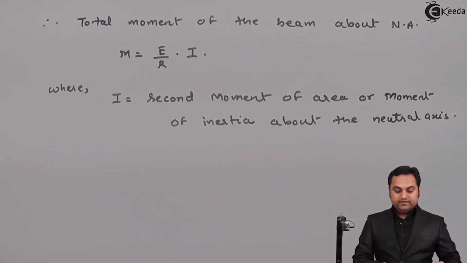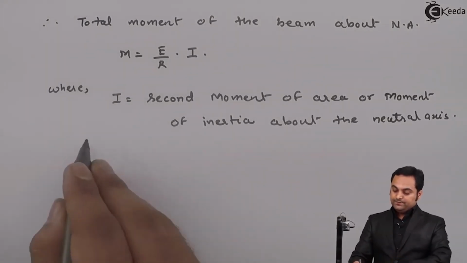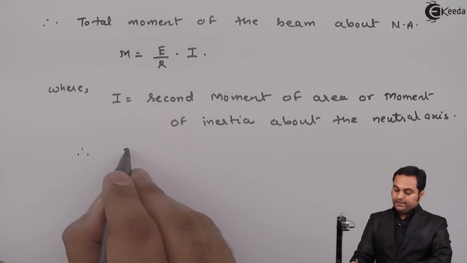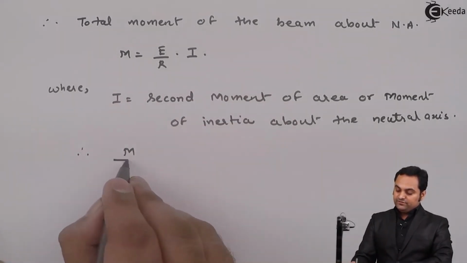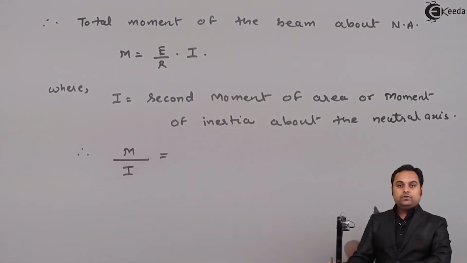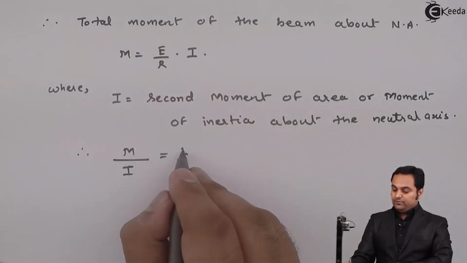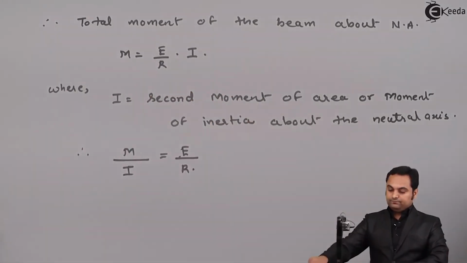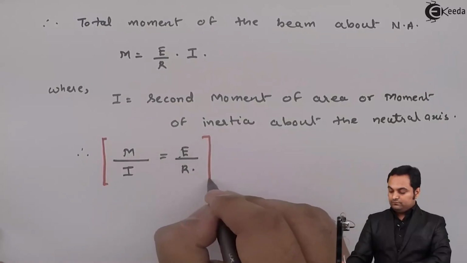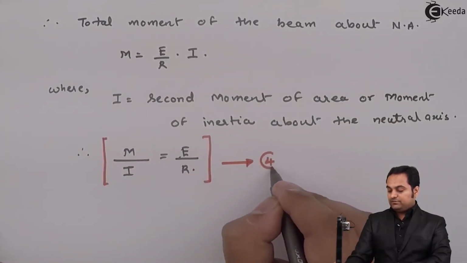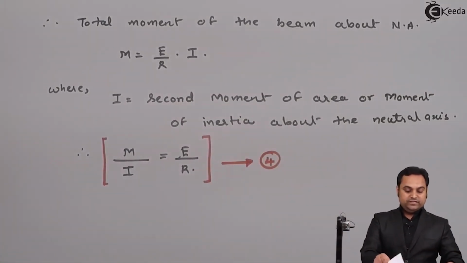So here I have replaced integral y square dA by I, which is the second moment of area. Next, here also I'll shift the terms. So M, this I will be shifted in the denominator. On the right hand side we have E upon R, keeping this as equation number 4.